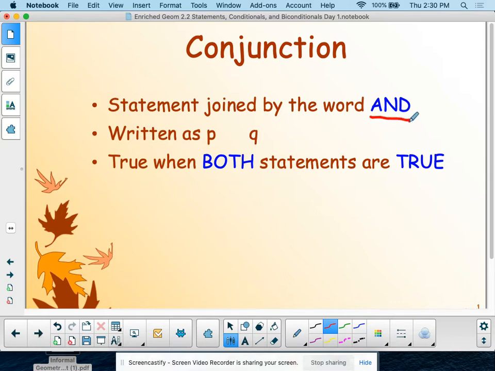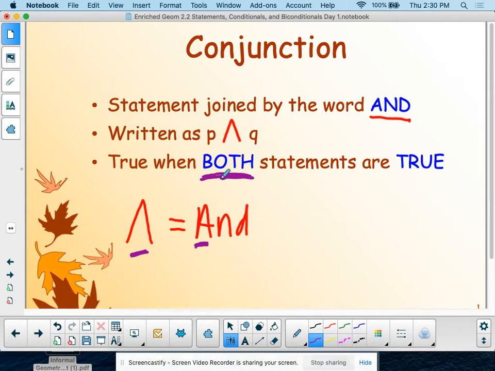It is written as P and then this and symbol. And the way you can remember it, this kind of looks like a capital A, right? So that upside down V is for and. And this is true when both your statements are true. They both have to be true in order for it to be true. Again, conjunction is for and.